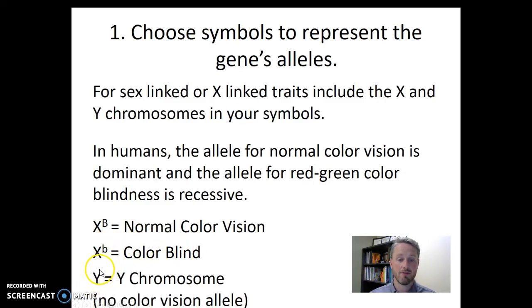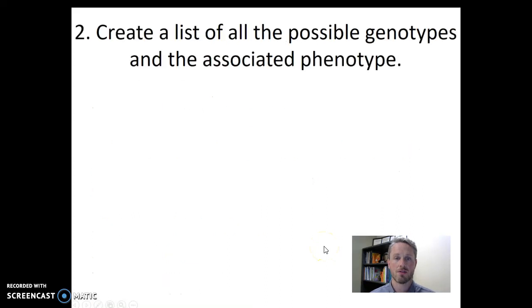And then finally, we could have the Y chromosome. Again, the Y chromosome doesn't have these important genes, so there's no color vision allele on it. But I'm going to use it as a placeholder, and it's going to help me answer the question. So, two different alleles, but we've also got the two different chromosomes, and we're going to keep these lumped together. This B is going to stay with this X chromosome, this b will stay with this X chromosome, this Y will never have a B associated with it. So those are the symbols we'll use.